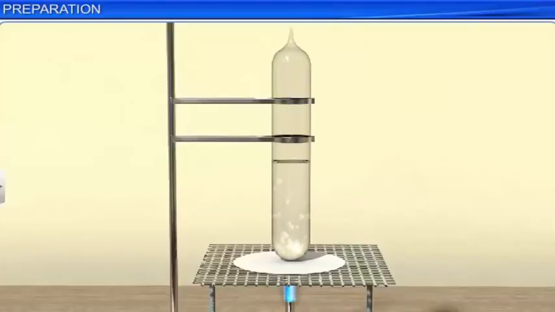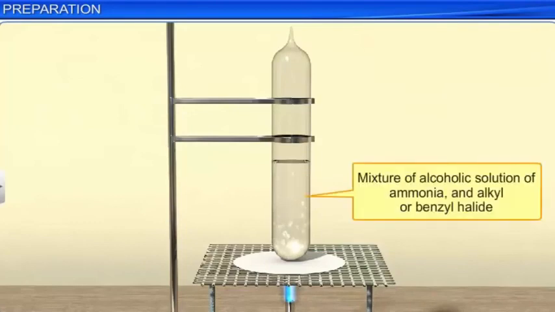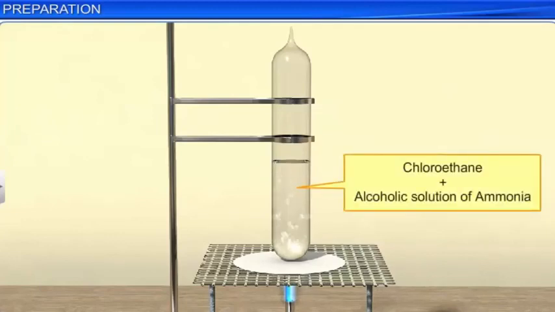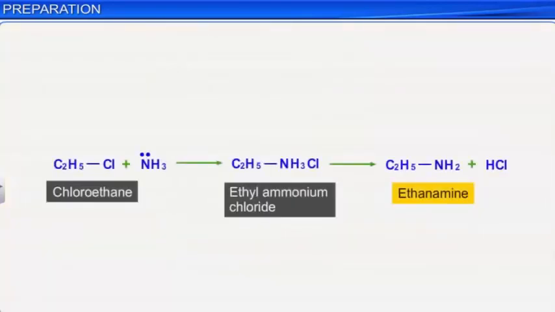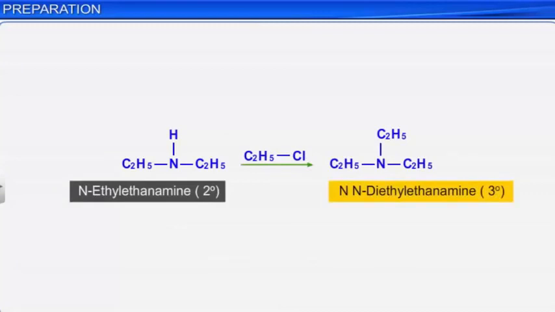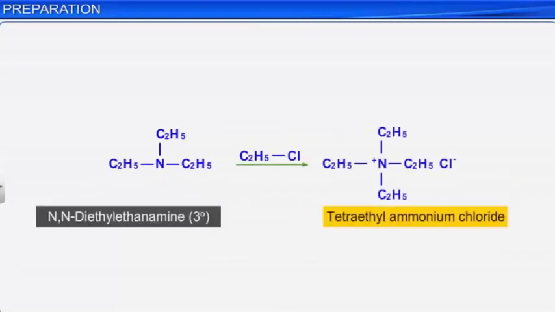In this reaction, amines are produced when a mixture of an alcoholic solution of ammonia and alkyl or benzyl halide is heated in a sealed tube at 373 Kelvin. For example, when a mixture of chloroethane and alcoholic solution of ammonia is heated in a sealed tube at 373 Kelvin, a mixture of ethanamine, N-ethylethanamine, N,N-diethylethanamine, and tetraethylammonium chloride salt is produced.